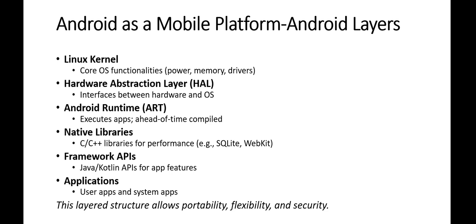executes apps ahead-of-time compiled. Native libraries: C or C++ libraries for performance, example SQLite, WebKit. Framework APIs, application programming interface: Java or Kotlin APIs for app features. Applications: user apps and system apps. This layered structure allows portability, flexibility, and security.